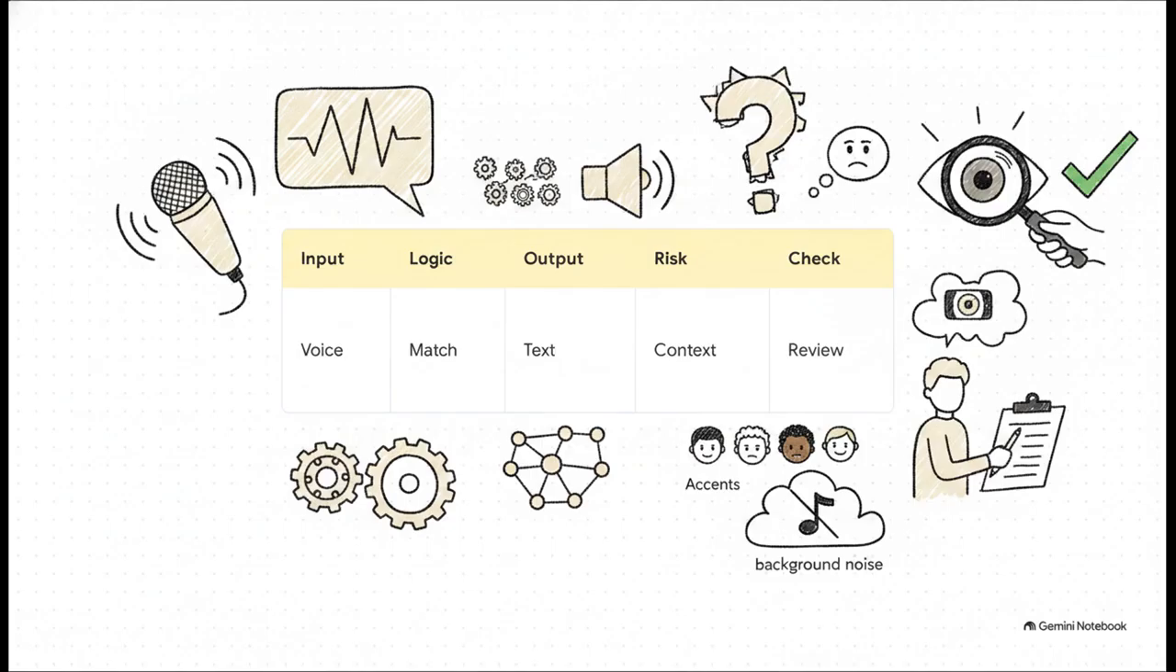But, and this is a big but, here's where we have to apply our critical reasoning. We have to look at the uncertainty and risk. Because this entire thing relies solely on statistics, there's a massive risk of the AI misinterpreting an accent, background noise, or a cultural context. It doesn't know you're being sarcastic. Therefore, the final step is absolutely non-negotiable: the human check. A human must always evaluate the output for accuracy and truthfulness.